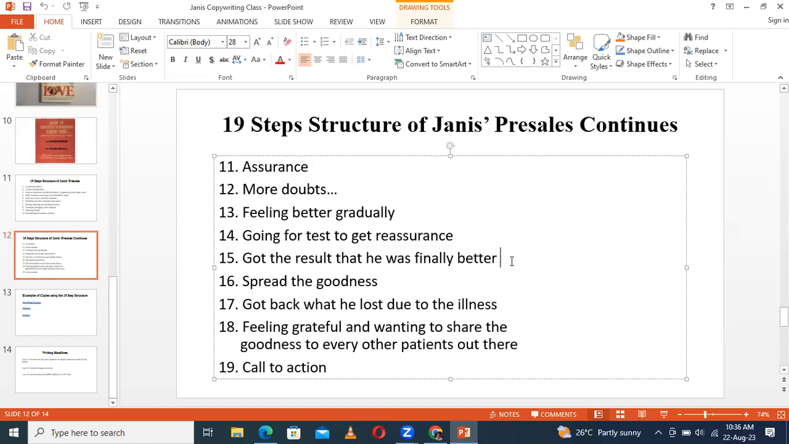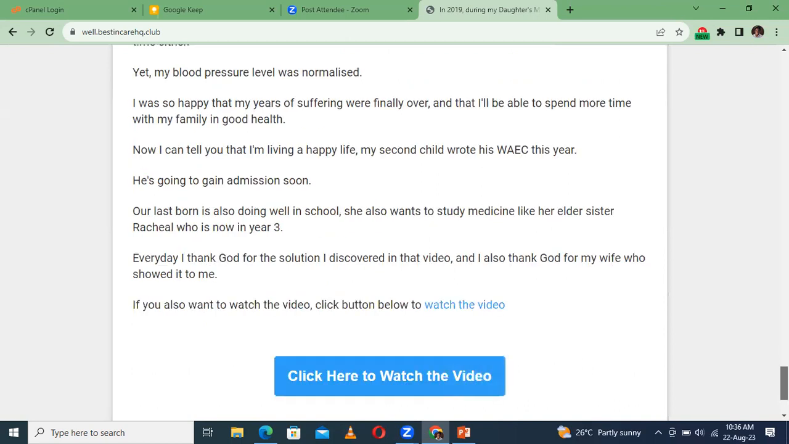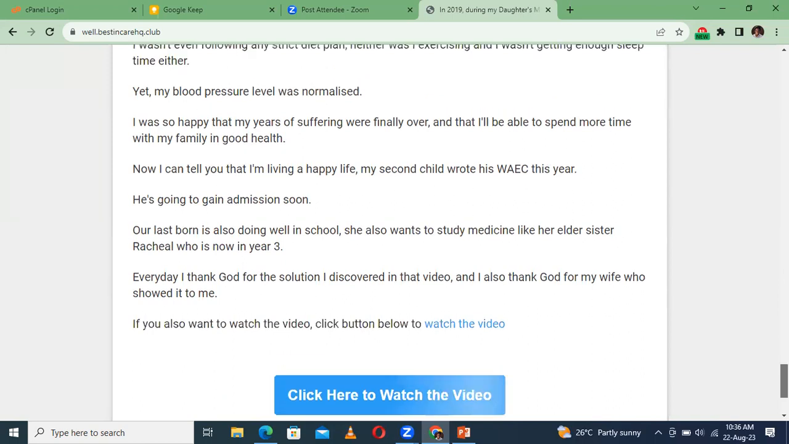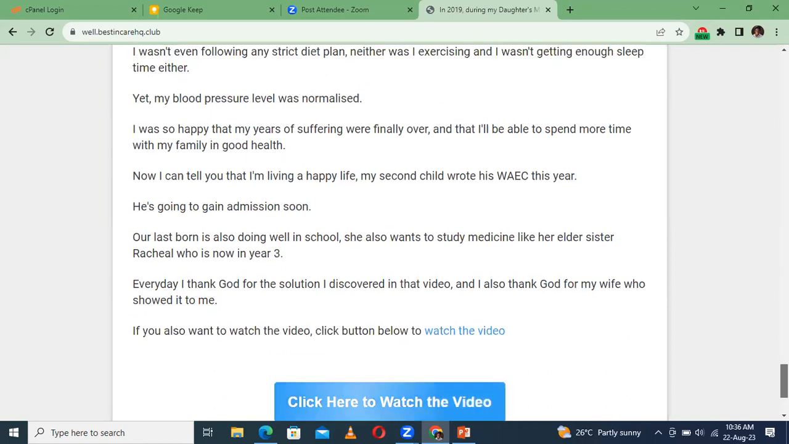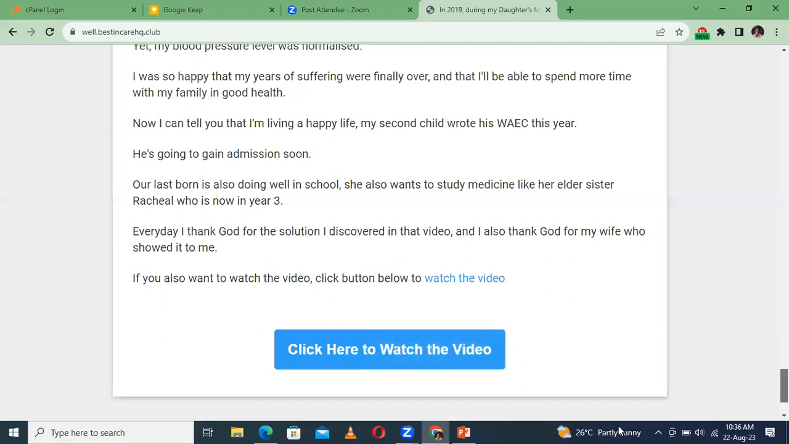The doctor just confirmed that I was free of high blood pressure. So now let's proceed. I was so happy that my years of suffering were finally over, and I'll be able to spend more time with my family in good health. Now I can tell you that I'm living a happy life. My second child wrote his WAEC this year. He's going to gain admission soon. Our last one is also doing well in school. She wants to study medicine, like her elder sister Rachel, who is now in year 3. Every day I thank God for the solution I discovered in that video, and I also thank God for my wife who showed it to me. If you want to watch the video, click the button below to watch the video.